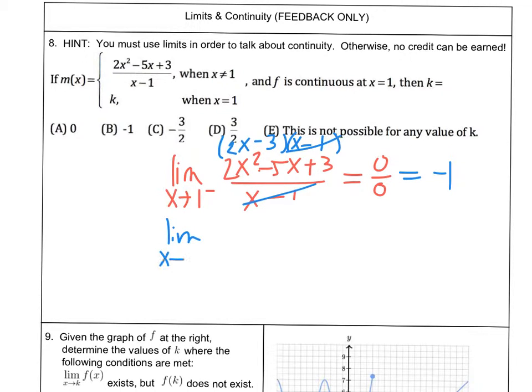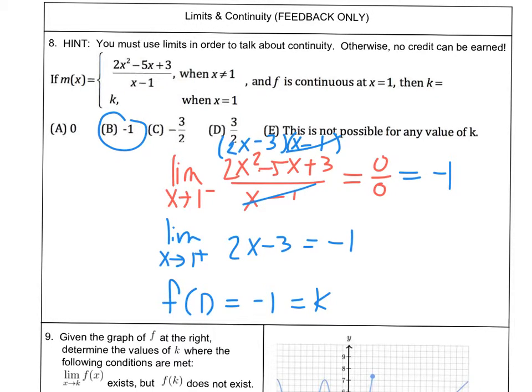So from the left, we got that. We do the same thing from the right. And you should rewrite this again, but I'm okay if you don't, because we get the same value if we plug in from both sides. That also means that f of 1 must equal negative 1. And if f of 1 is equal to k, that means k has to be negative 1. This is an example of the problem where you have to use that function value, not just the limits.